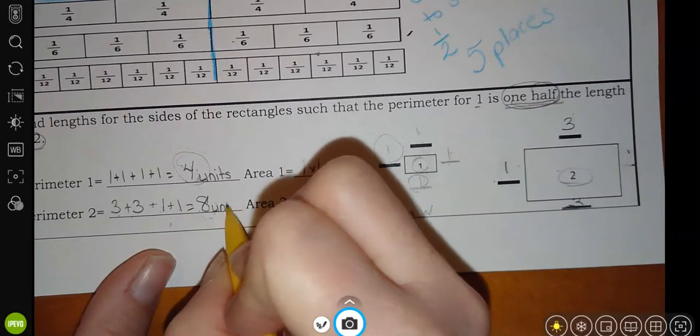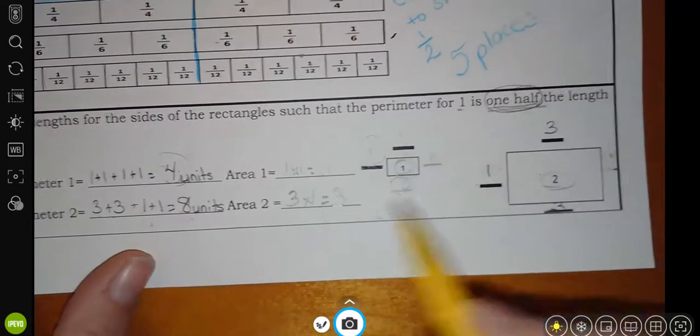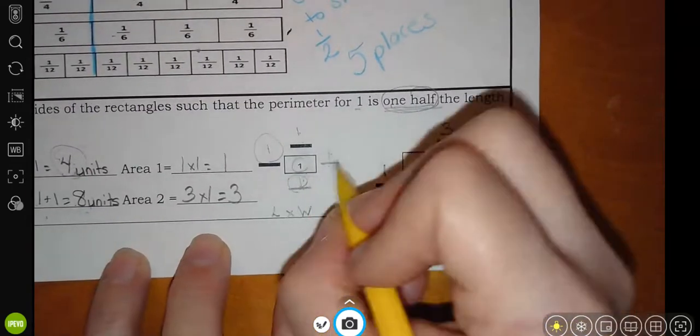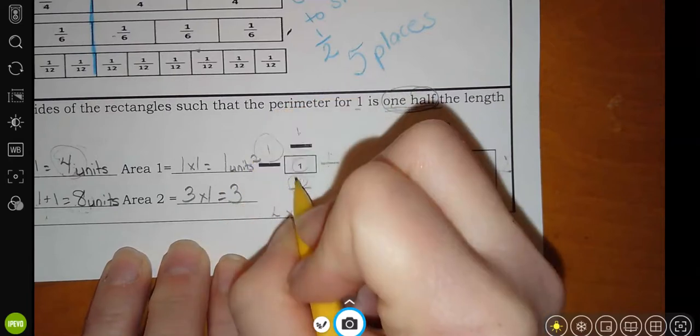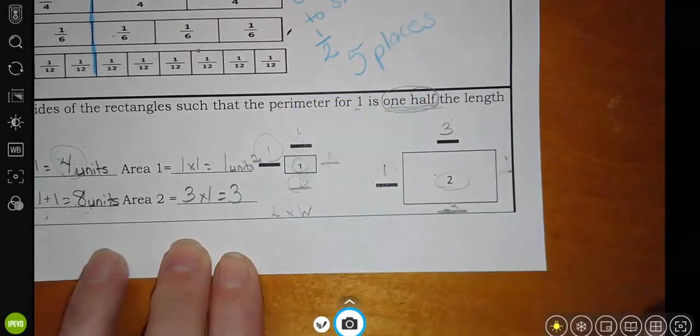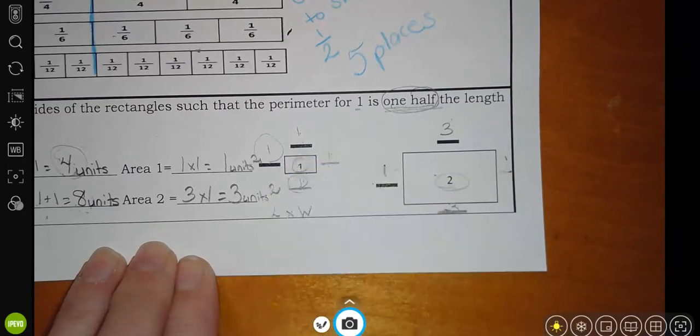Since the perimeter is straight lines, I don't need to worry about flying numbers, but area is squares on the bottom, so I have to have a flying 2, units squared. All right.